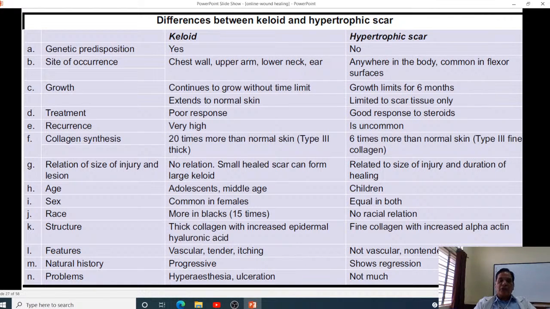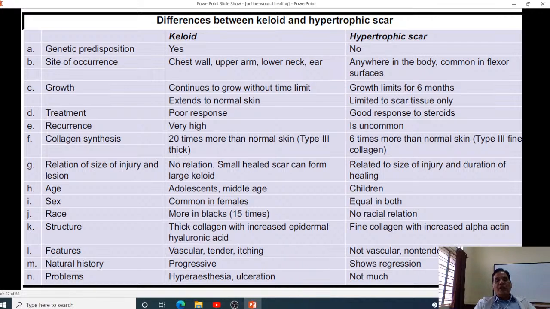The keloid has a genetic predisposition. That means it is a familial tendency to develop keloid. It is a non-modifiable factor. Understand? Non-modifiable. You cannot stop a keloid from growing. As against that, hypertrophic scar has no genetic predisposition. You can prevent hypertrophic scar by proper treatment. Where do they occur?